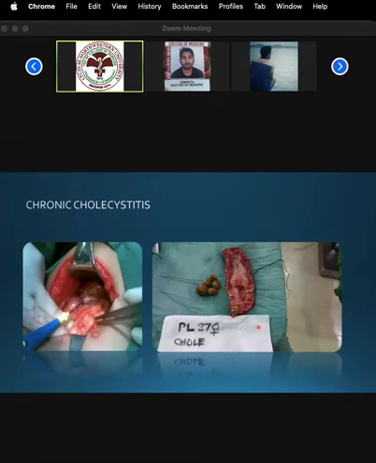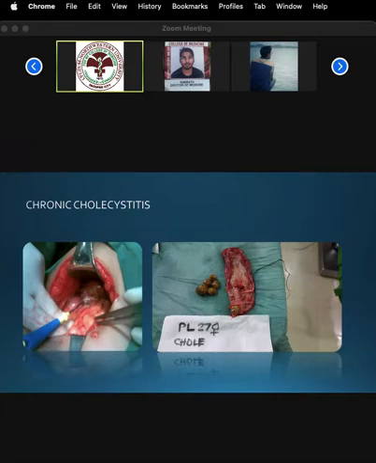So here's another patient with chronic cholecystitis. There are multiple stones and one stone impacted in the gallbladder neck. Okay. Look at the wall of the gallbladder. It's not thickened. It's not edematous. It is usually thin wall. That's called chronic cholecystitis.